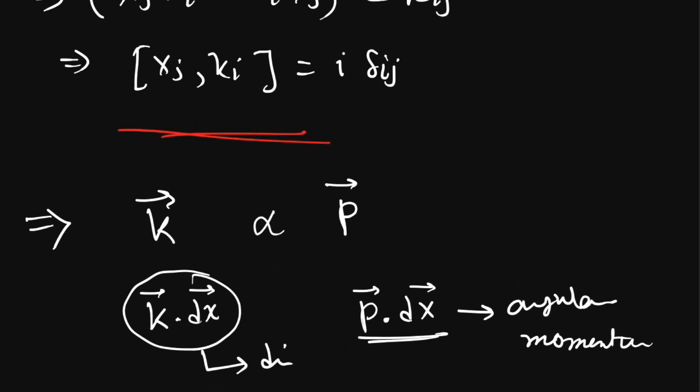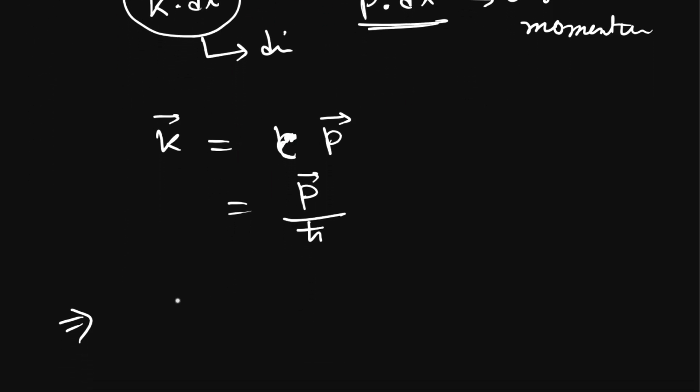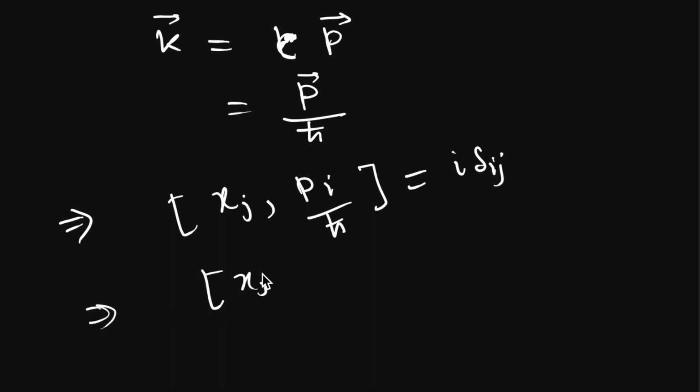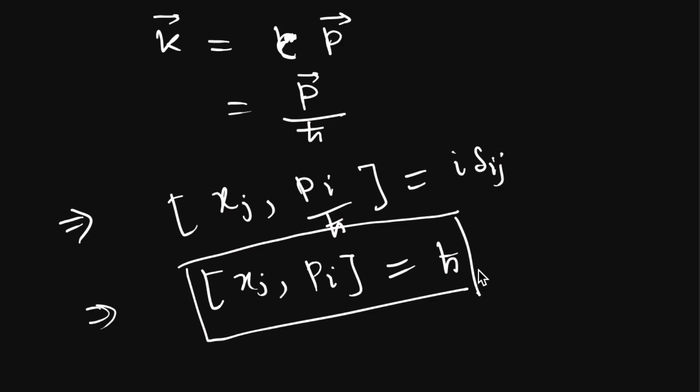Now from this commutation relation, we know that x_j comma p_i by h cut equals i delta ij. That means x_j comma p_i equals i h cut delta ij, which is the famous commutation relation between the position and momentum operator.